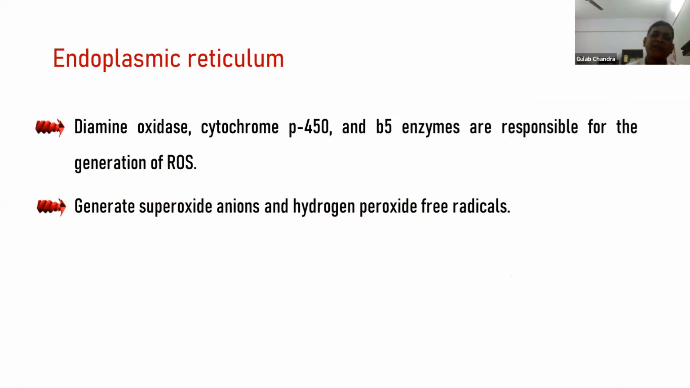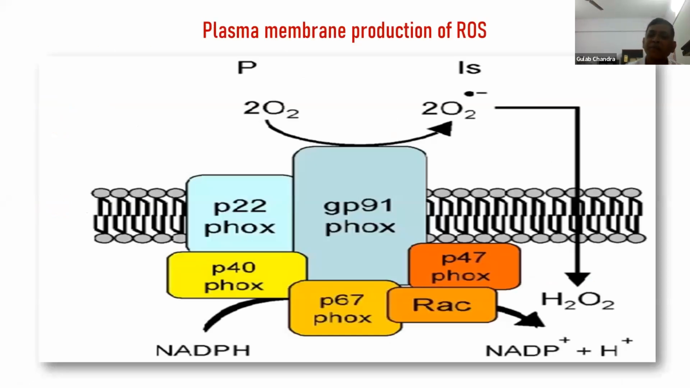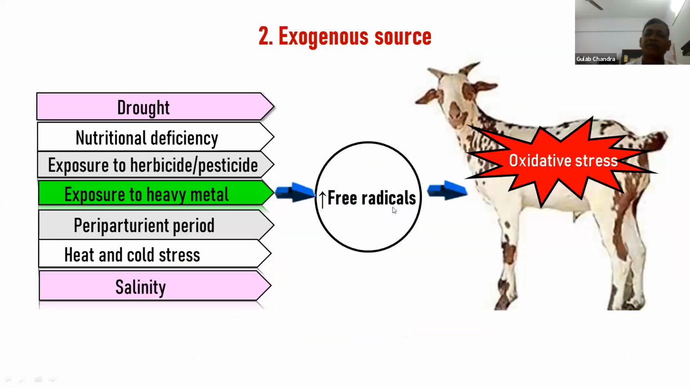The third one is the endoplasmic reticulum. The endoplasmic reticulum is also responsible for the production of hydrogen peroxide and other free radicals. This is the plasma membrane. This structure is the NADPH oxidase that is responsible for the production of superoxide free radicals from the oxygen in the plasma membrane.